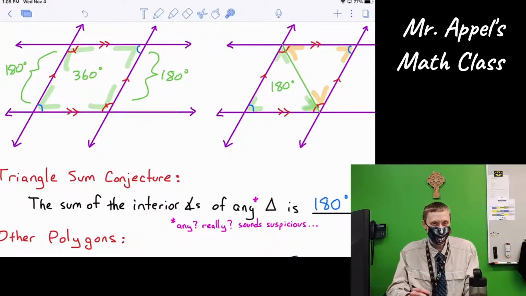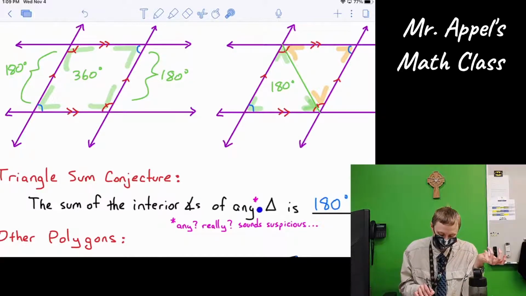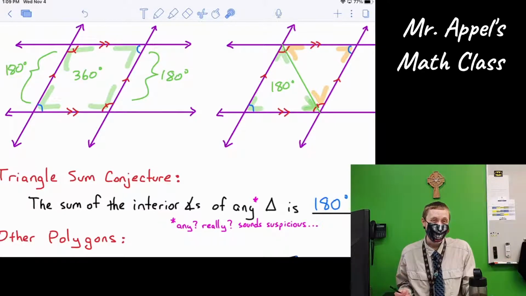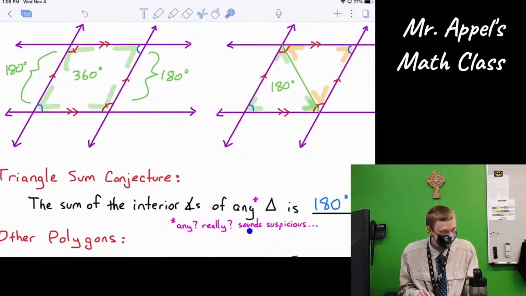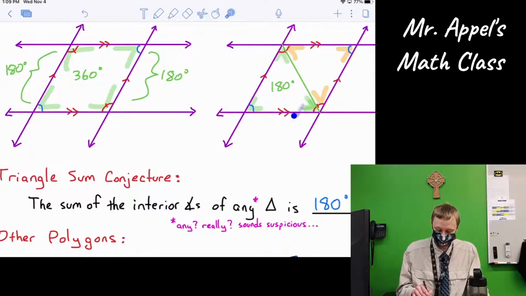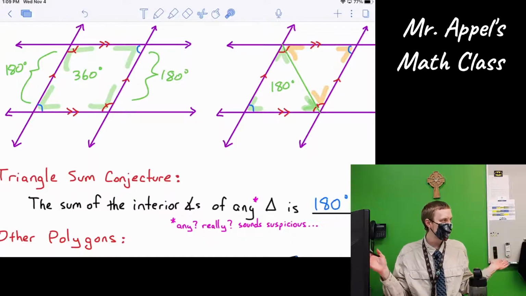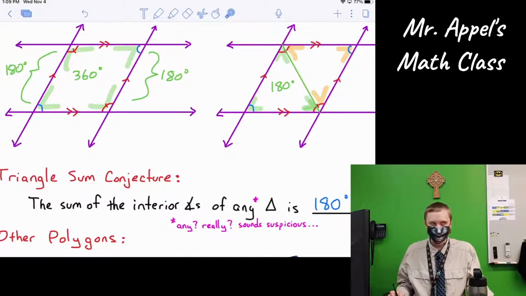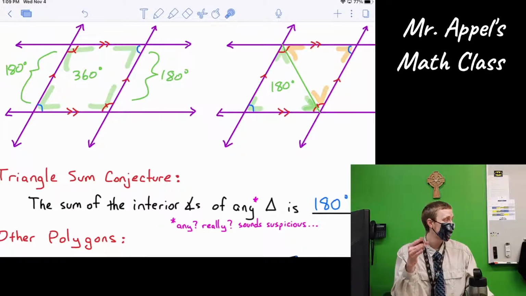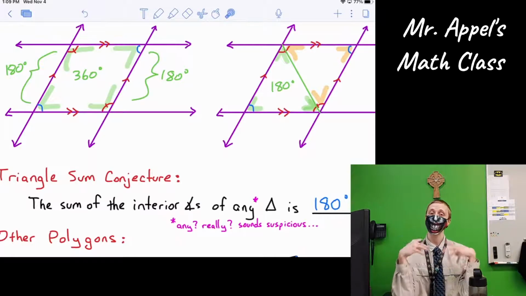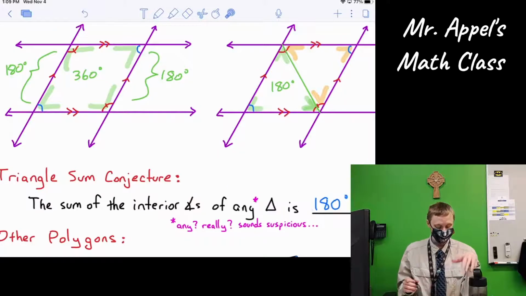Now, I didn't prove that because I said any. And at this point, you should be thinking, any triangle? Really? That sounds awfully suspicious. Like you can just take this and generalize it to whatever triangle, anytime? It always works out? That seems rather unreasonable. And it absolutely does sound completely unreasonable that it should always work out, but it does. And we will spend more time on Friday investigating that and come to a much better proof and certainty that, yes, this is definitely the case. We can rely on this as a triangle sum theorem, okay? Better than a conjecture.